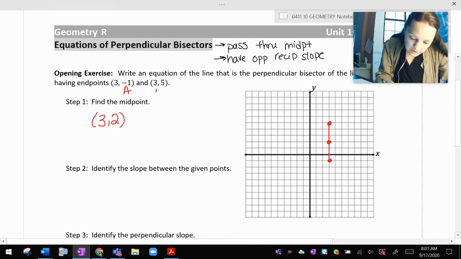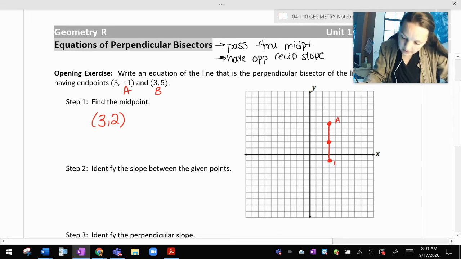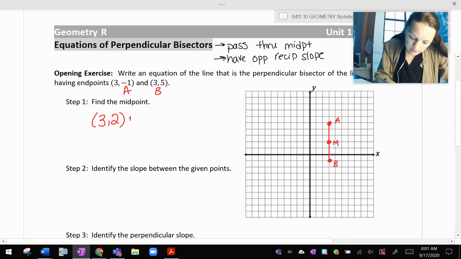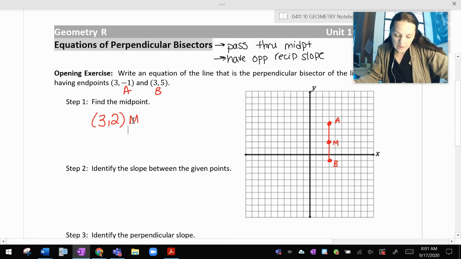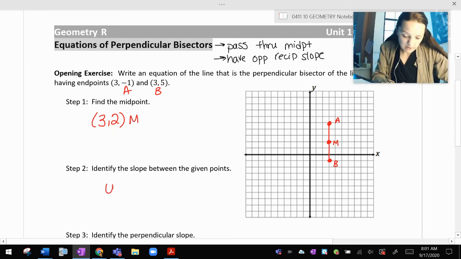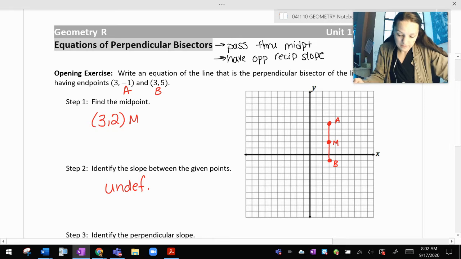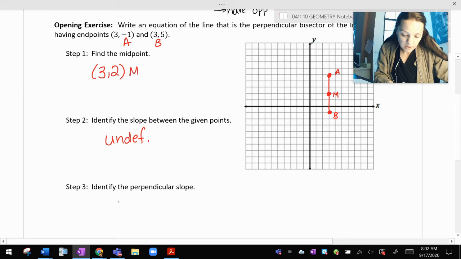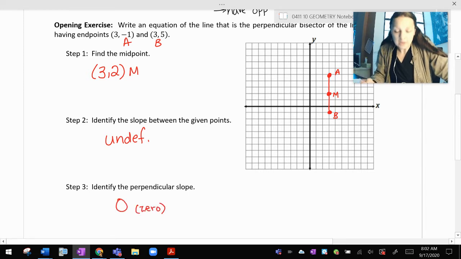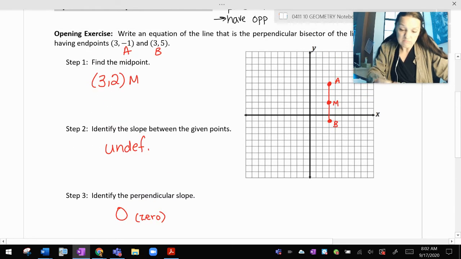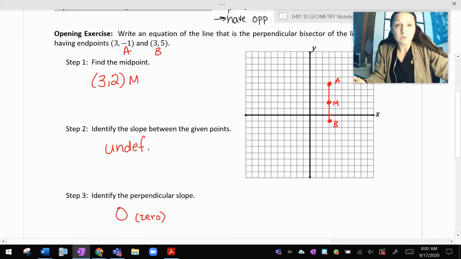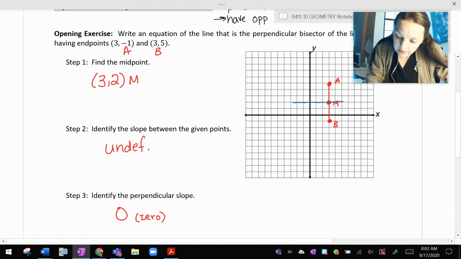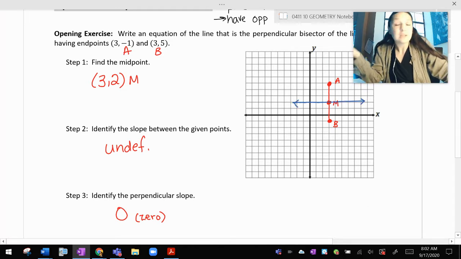It's driving me crazy that these don't have letters, so I'm going to give them letters because I can, and no one can stop me. So there's my midpoint, M. Identify the slope. That's a vertical line, therefore it is undefined. Identify the perpendicular slope. We said in the last video, the perpendicular slope to undefined is 0. So if I want to draw the perpendicular bisector, I just use a slope of 0, which is horizontal, and go like that. That's a perpendicular bisector.